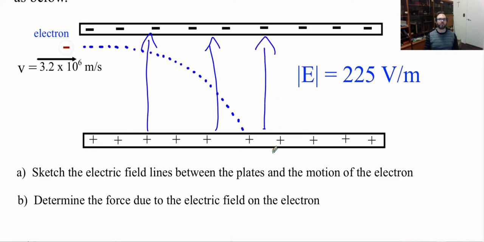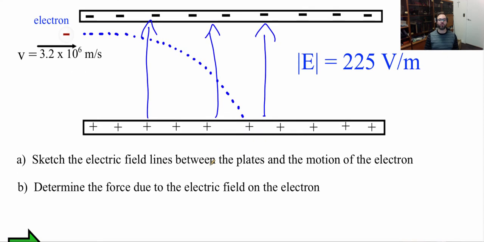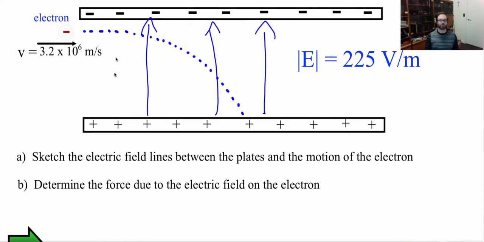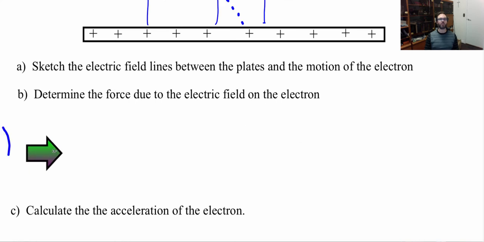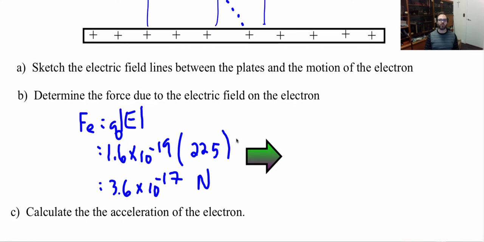Now that I sketched my field lines, we want to determine the force due to the electric field on the electron. So we know force is equal to the charge times the electric field. So we have 1.6 times 10 to the negative 19 coulombs, because remember it's an electron, multiplied by 225 newtons per coulomb. Altogether, we're going to get a force of 3.6 times 10 to the negative 17 newtons.